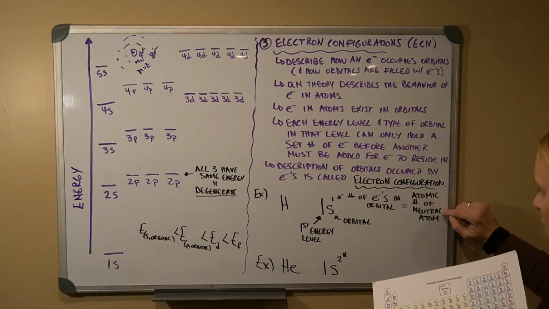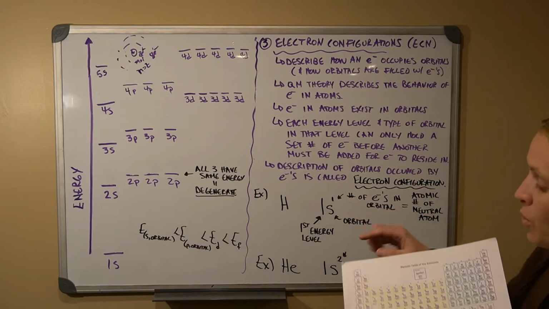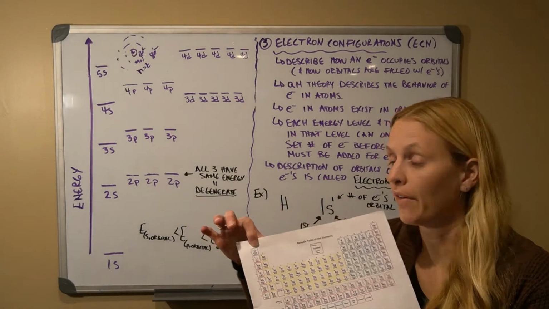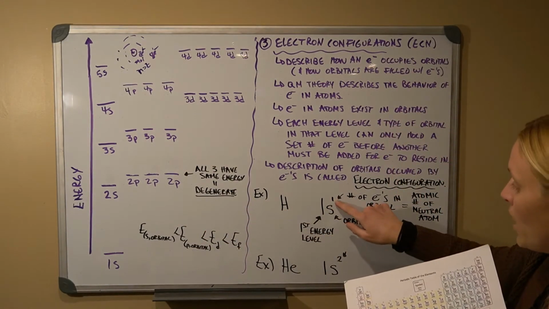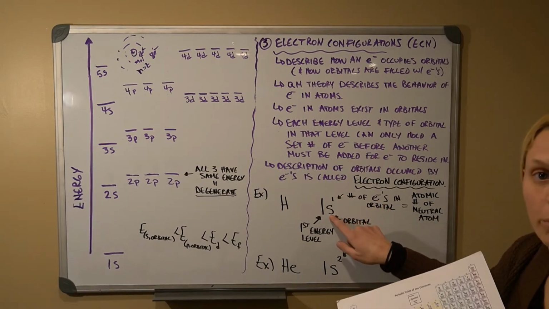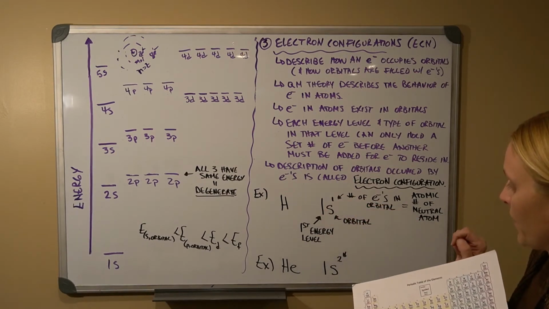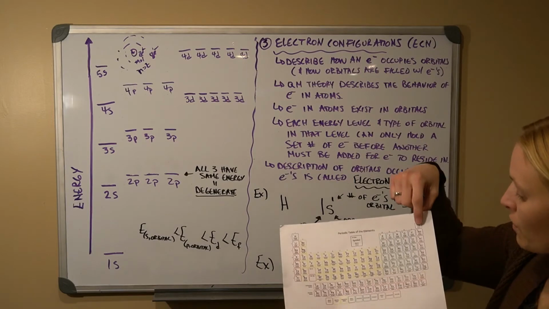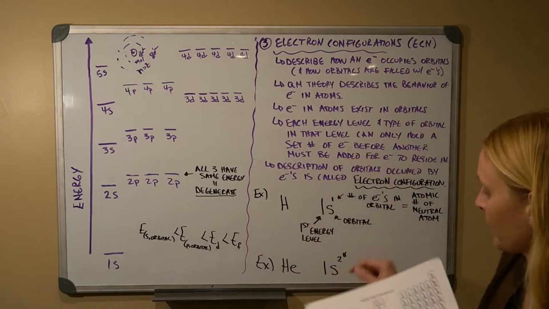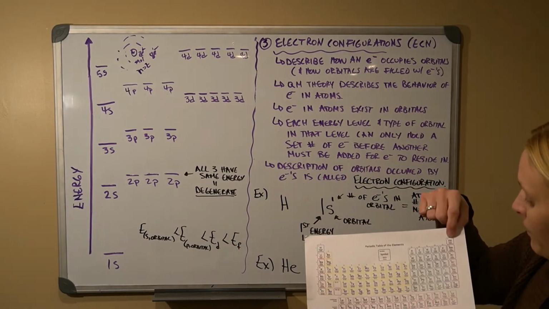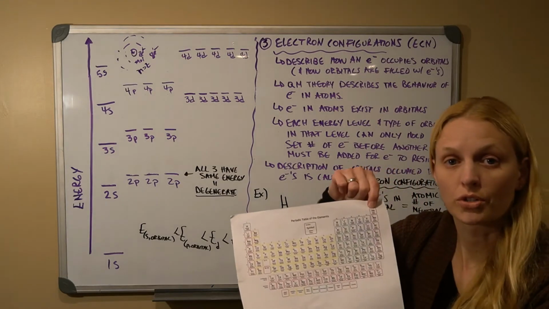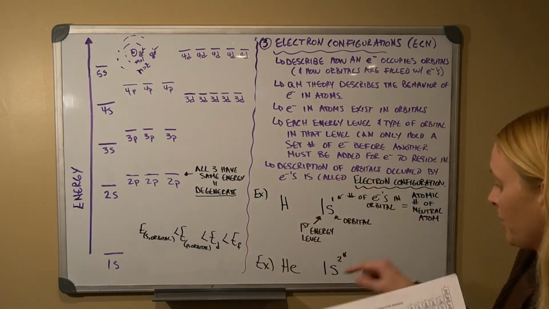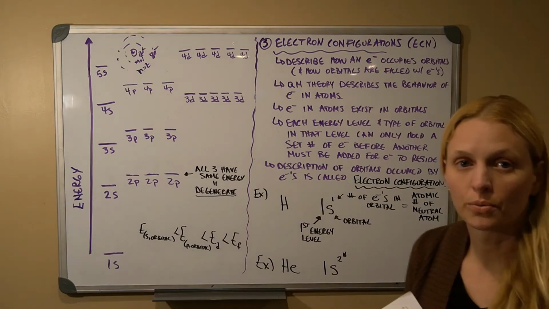The atomic number of the neutral atom is equal to the number of protons as well as the number of electrons. There's 1 electron in the s orbital, so 1s1 there. Helium is the second atom, so it would have atomic number 2, which is also 2 electrons in a neutral helium, so that's 1s2.